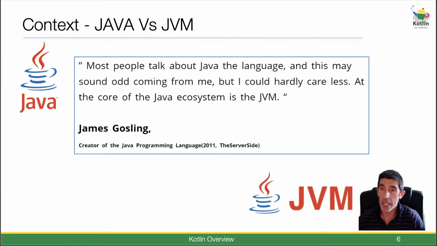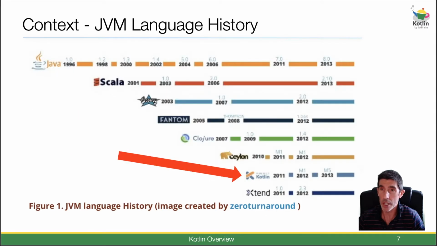This was back in 2011. It's a very interesting one. He says, "Most people talk about Java, the language, and this may sound odd coming from me, but I could hardly care less. At the core of the Java ecosystem is the JVM." So even though he created the language, he's not too bothered about it really. It's the engine behind it that drives that, and that's what drives Kotlin as well, as well as other languages, as we see now in a nice little graphic here.